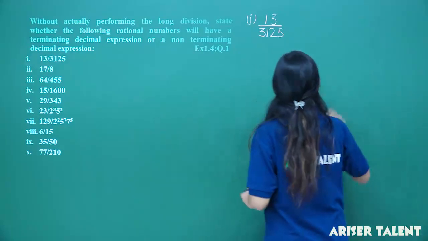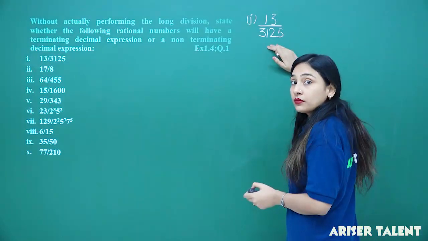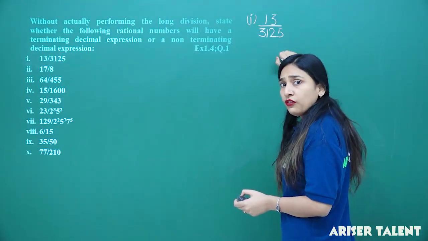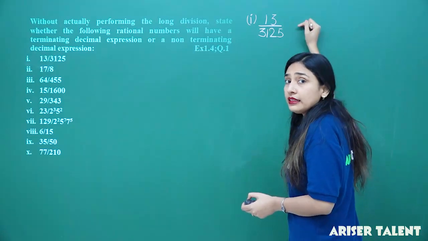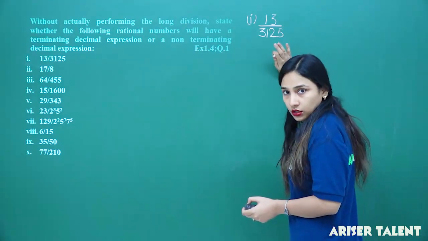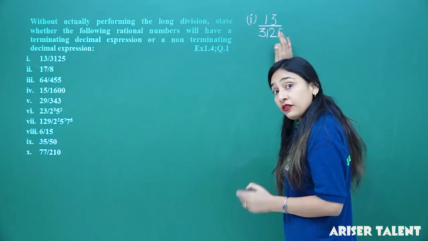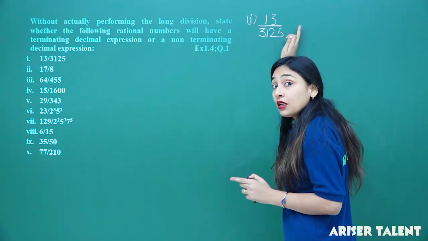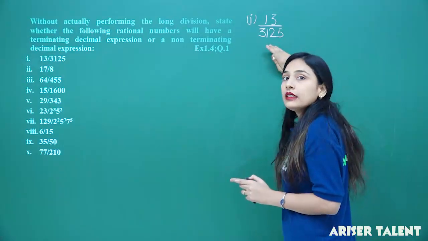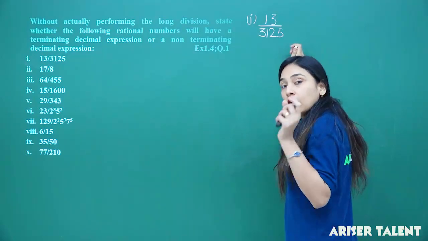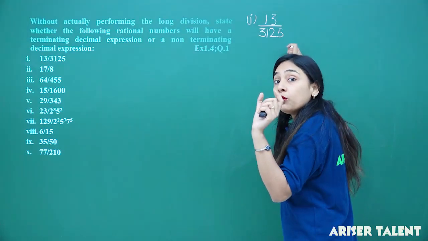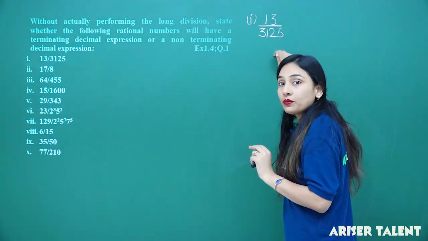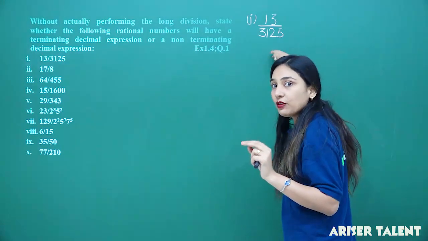So, this is our denominator, and we have to focus on it. We will factorize the denominator and the numerator. Then we will cancel out the common terms, and even after cancelling out the common terms of 13 and 3125, if there is something other than 2 raised to power n and 5 raised to power m, then it will be non-terminating, and if not, then it will be terminating.